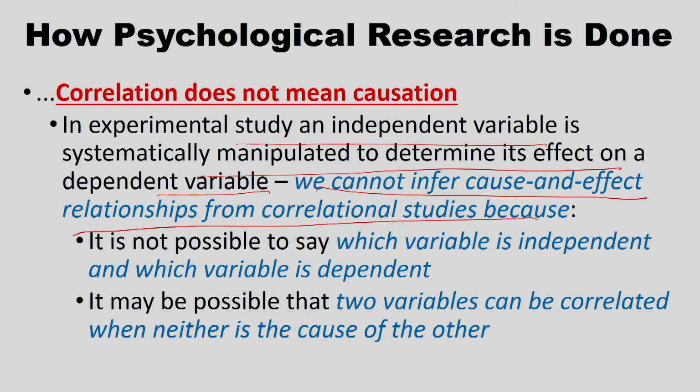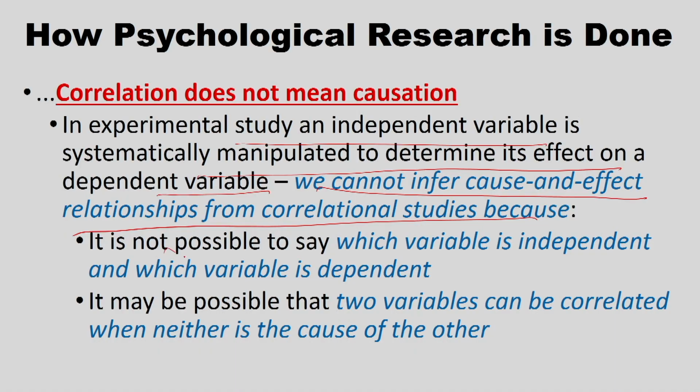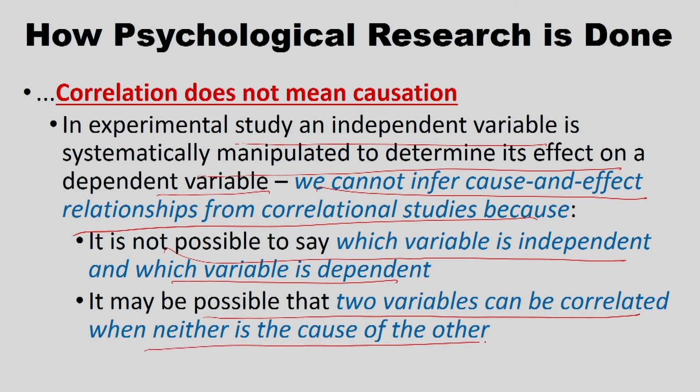In an experiment, we know that hot beverages cause a performance change in an exam, but in this case it is very difficult. So, in correlational studies we cannot establish a cause and effect relationship. It is not possible to say which variable is independent and which variable is dependent. Here it is very difficult, but both variables occur at the same time. It may be possible that two variables are correlated when neither is the cause or the effect.